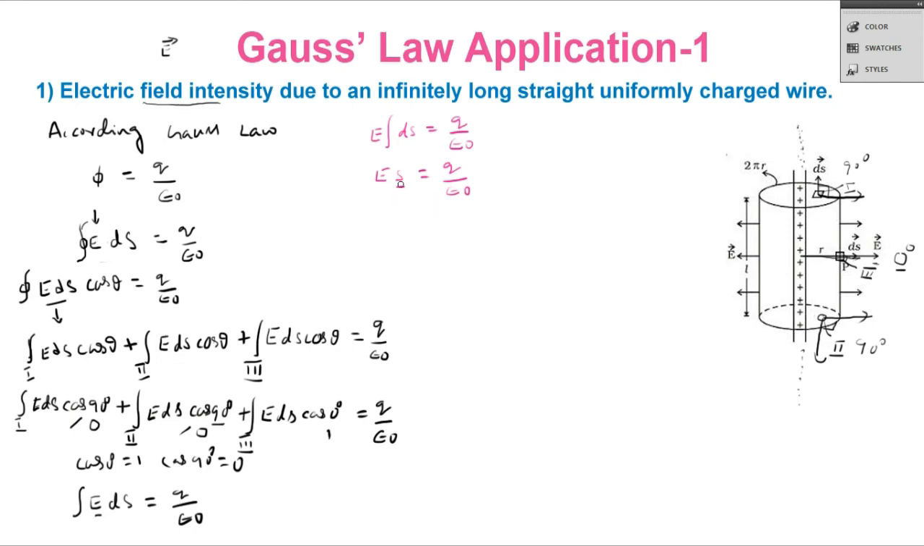What is the surface area of the cylinder? The surface area of the cylinder S is equal to 2 pi r L. Clear? That is the surface area of the cylinder. Just substitute here E into 2 pi r L, which is equal to Q divided by epsilon naught. Now up to here it is one format. Let it be equation 1.